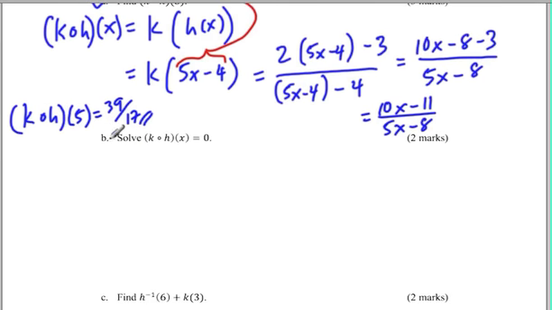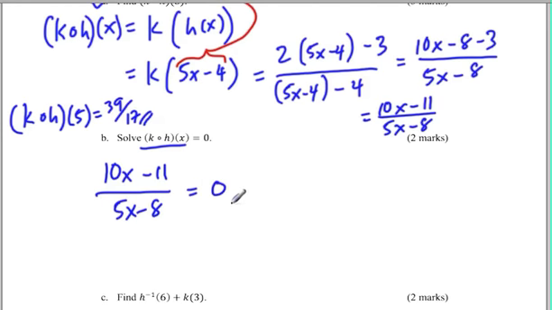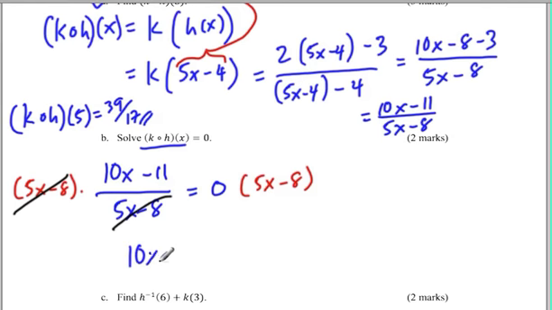Now, solve k of h of x equals 0. We basically found what k of h of x is, which is right here. So 10x minus 11 over 5x minus 8 is equal to 0. I'm going to multiply both sides by 5x minus 8. When you multiply both sides by that, this will cancel out, and what you're left with is simply 10x minus 11.